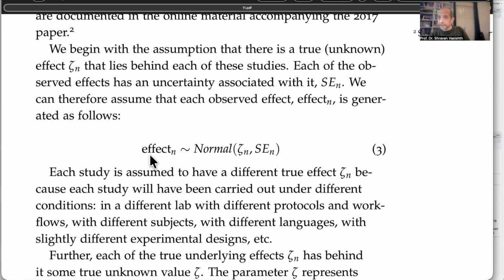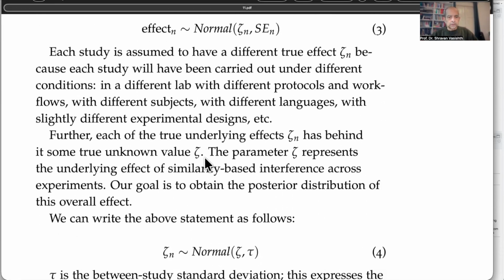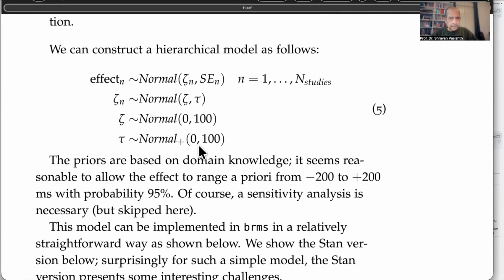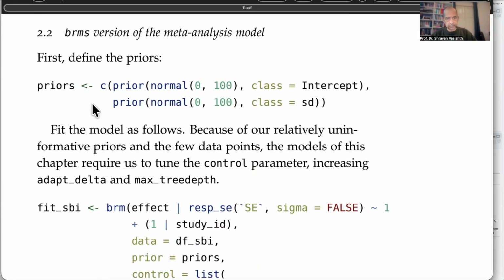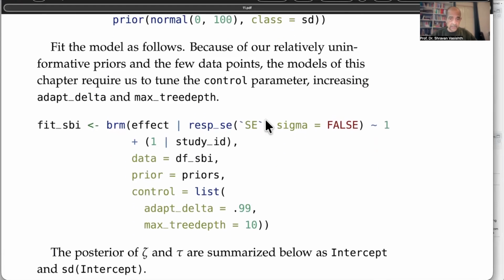And it makes perfect sense to assume normal because of the central limit theorem. Okay. All right, so that's the model, and now let's implement it in BRMS. So we define the priors as usual for the intercept. The intercept is the zeta parameter, and the standard deviation is the tau parameter. Okay, notice that there is no sigma parameter. I'll just get to that.